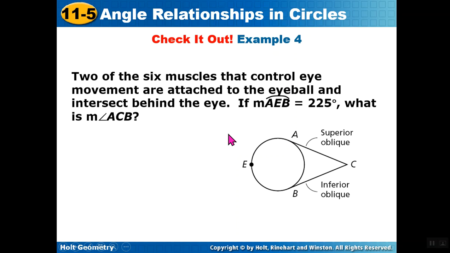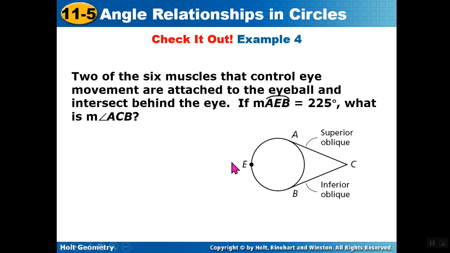Okay, now as an application for this theorem, 2 of the 6 muscles that control eye movement are attached to the eyeball and intersect behind the eye. If the measure of arc AEB is equal to 225, what is the measure of this exterior angle ACB? Now this is the last case, theorem number 3.